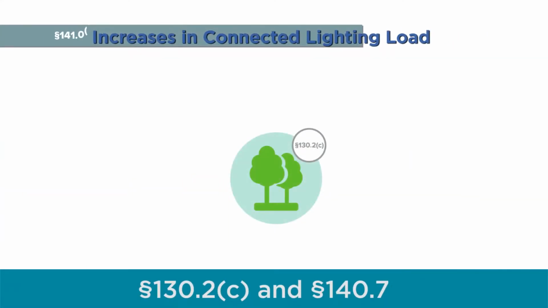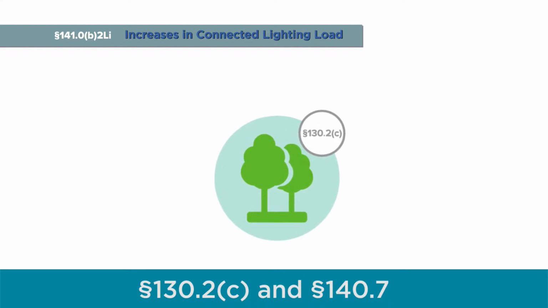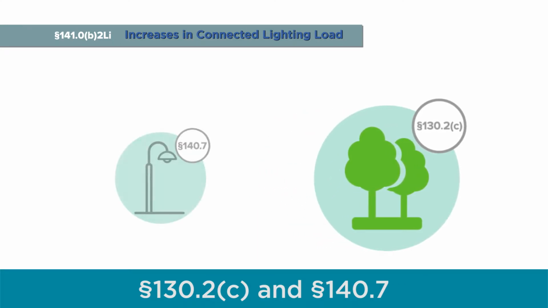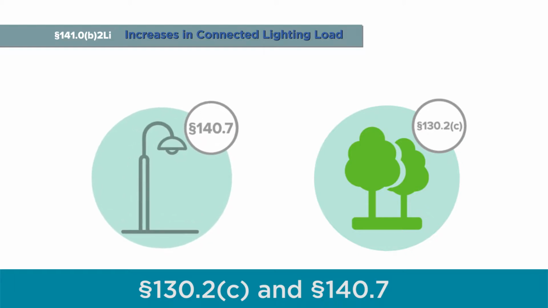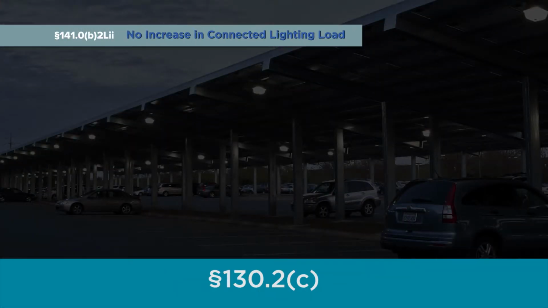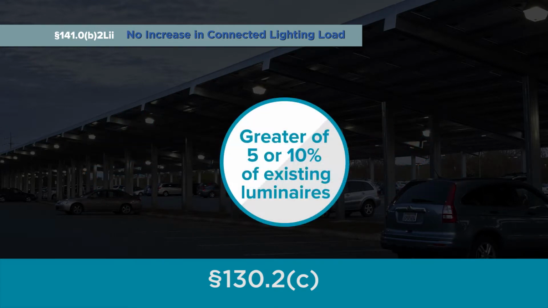Next, for alterations that increase the connected lighting load, the added or altered luminaires must meet all applicable outdoor lighting control requirements in Section 130.2c, and all applicable outdoor lighting power allowance requirements in Section 140.7 for general hardscape lighting and for the specific lighting applications containing the alterations. For alterations that do not increase the connected lighting load, control requirements are dependent on the number or percentage of luminaires replaced. The following control requirements apply when the greater of 5 luminaires or 10% of existing luminaires are replaced.